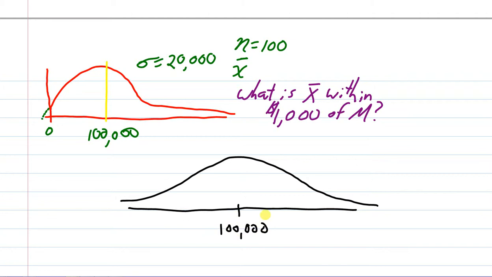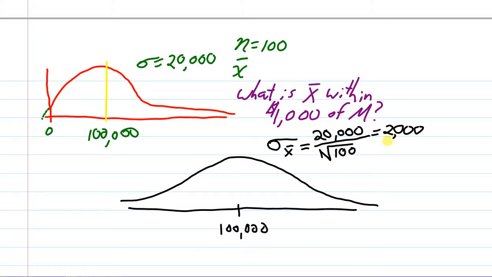But now the standard deviation of our sample means is going to be equal to the original standard deviation, 20,000, divided by the square root of n. 100 in this case. It could be 30, it could be 1,000. As long as it's anything over 30, we can legitimately do what we're doing here. So 100 is a nice easy number to take the square root of, so we'll use that. So that standard deviation is going to be 20,000 over 10, which is 2,000 now.